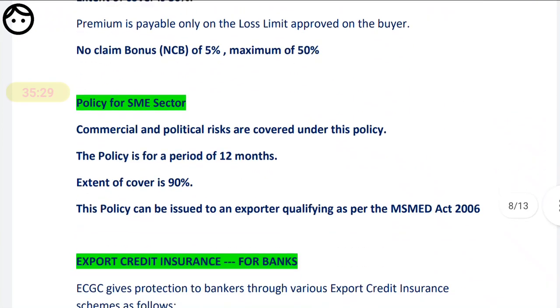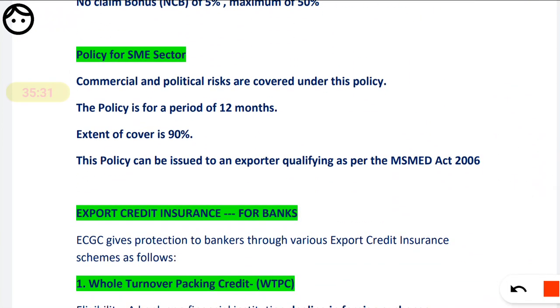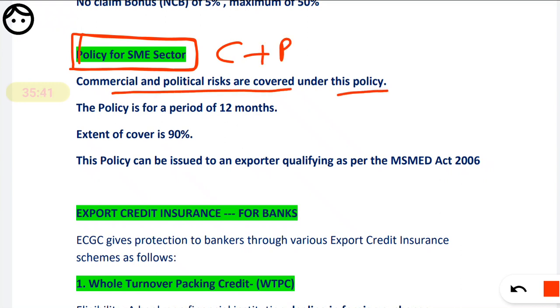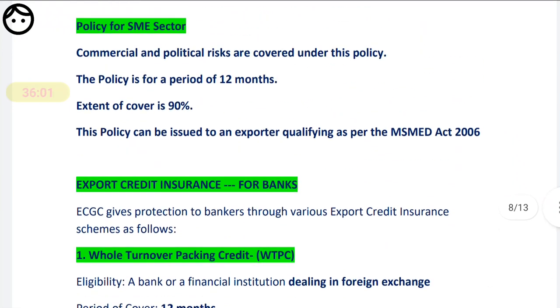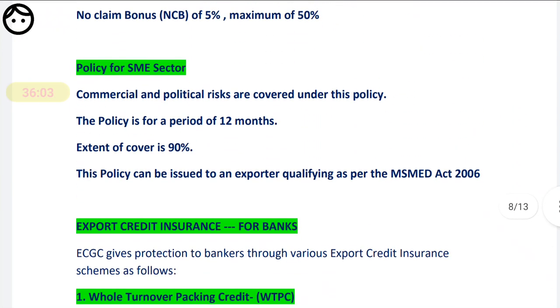Next important is the policy for the SME sector, that is small and medium enterprises. Both commercial as well as political risks are covered under this policy, the period is generally 12 months, and the cover is 90% of the value. Who is eligible? Exporters qualified under the MSMED Act 2006 are eligible to have this policy. Very easy, basic.